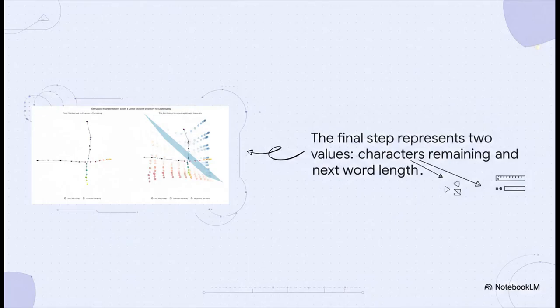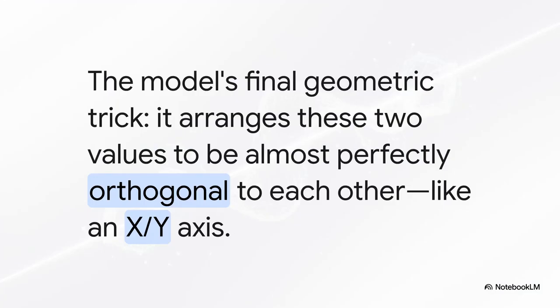Okay, so at this point, the model has a really solid estimate of the characters it has left. But to make that final call, it needs one last piece of the puzzle, the length of the very next word. So in its final layers, it represents both of these key pieces of info to set up the final showdown. And this is where we see the final geometric masterstroke. The model doesn't just have these two numbers floating around. It very deliberately arranges them in its internal space so that they are almost perfectly orthogonal. That just means they're at a 90-degree angle to each other, just like the x and y axes you'd see on a graph.